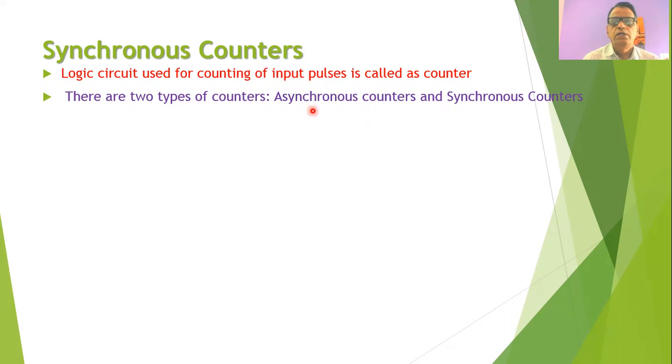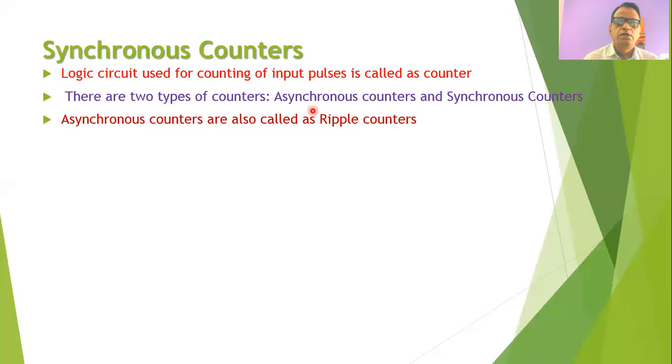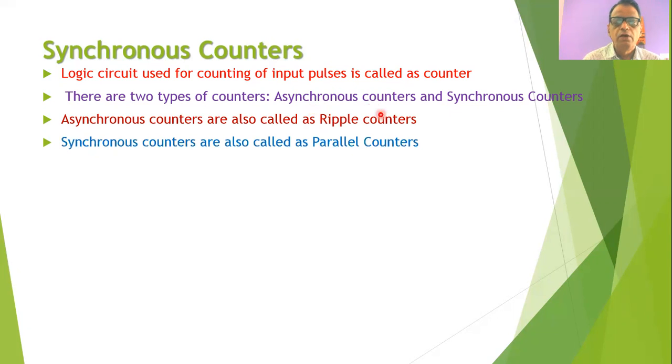The first is called the asynchronous counter, and the other type is called the synchronous counter. Asynchronous counter is many times called a serial counter or ripple counter, and synchronous counters are called parallel counters.